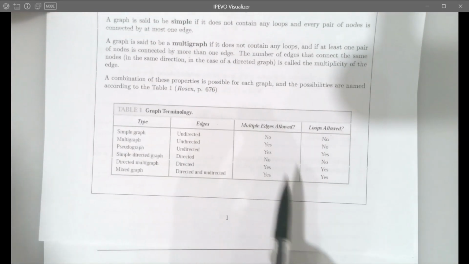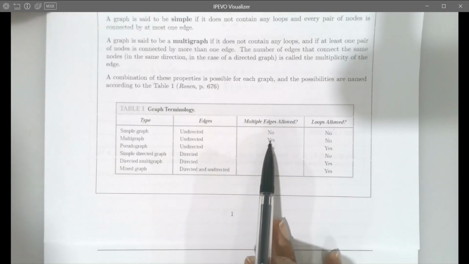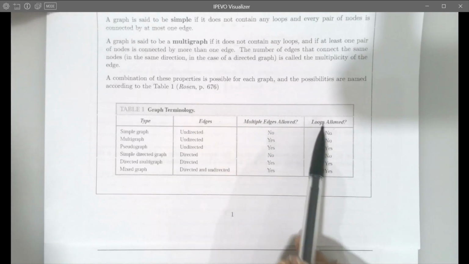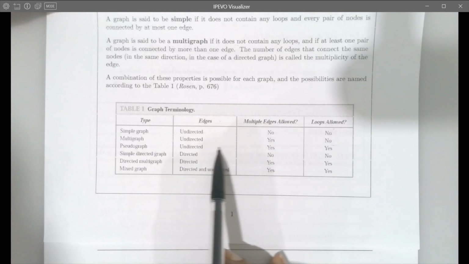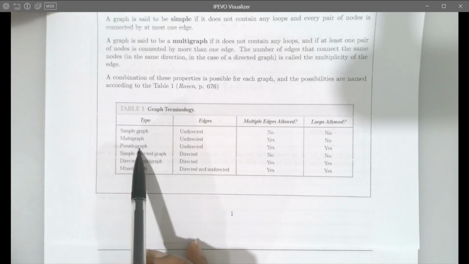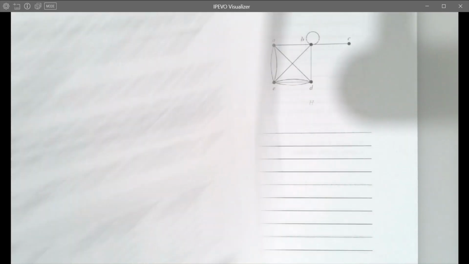So for something that is undirected but allows for multiple edges and allows for loops, that would be the third type, which is pseudograph.